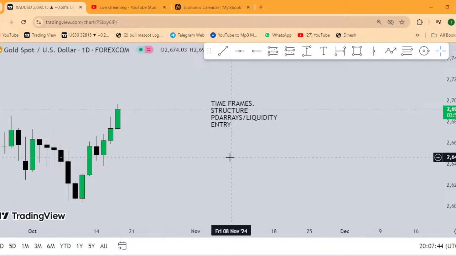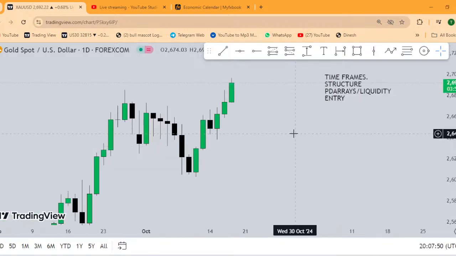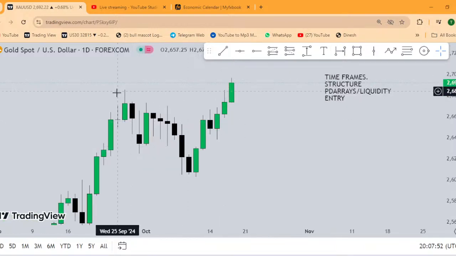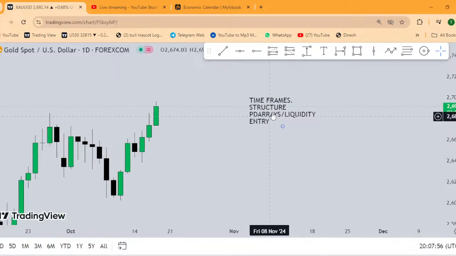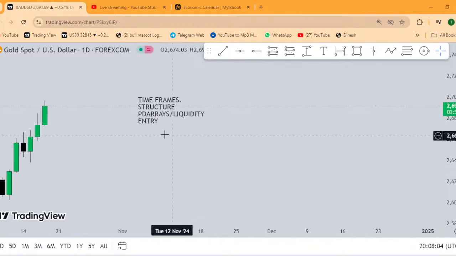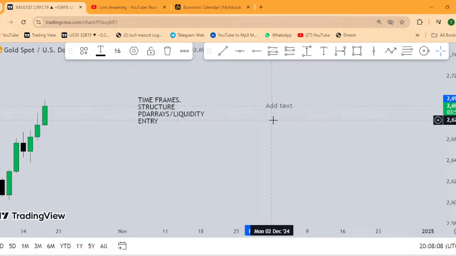But if you're going to use the 2022 model, or things like the silver bullet, or the stop hunt models specifically, because those are just models inside concepts, then you look at PD arrays. So we'll look at time frame alignments, we'll look at structure, we'll look at PD arrays and liquidity, then we look at the entry. So number one, you need to understand the kind of time frames you're looking at.